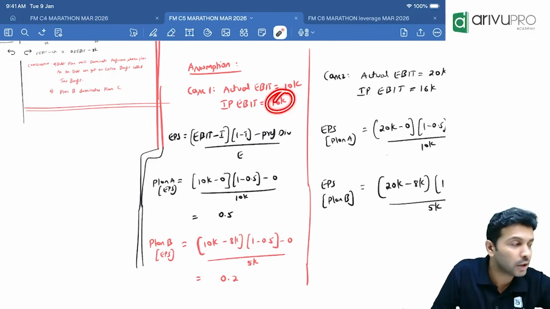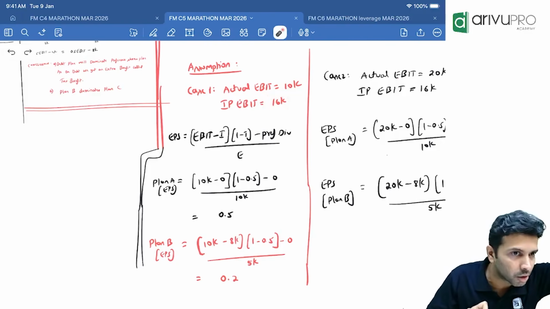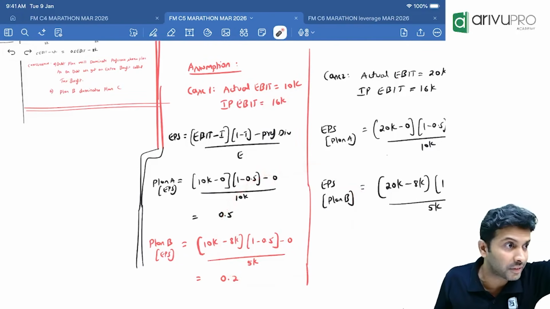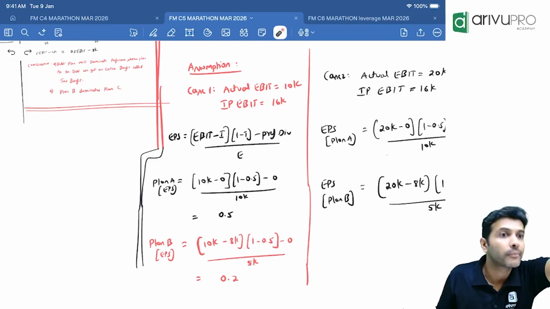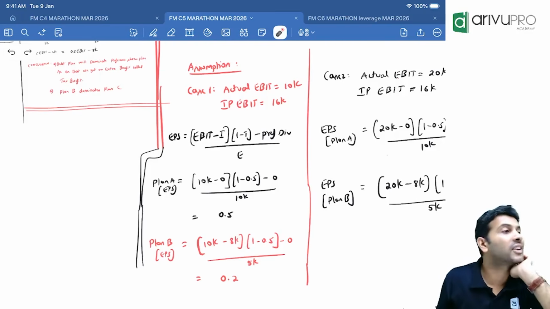You can assume 15 or 14 or 10 or 3000. Any number you can assume and prove this. Such questions we have also done in regular class. Done now. Now, what do you think will be the next scenario?